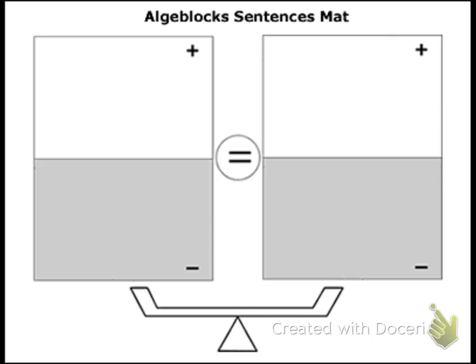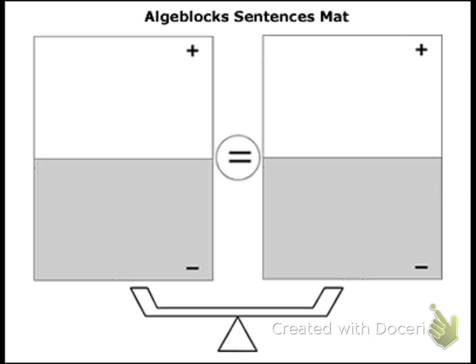Some of the more advanced students might be saying, well, Mr. Andrade, how do we do equations? Like 3x plus y equals 5. Well, I'm going to show you right now, so it's a good thing you asked. Here we are. This is an Algeblocks sentence mat. Basically, it's an equations thing. Now, you'll see there's your equal sign. Anything that is positive goes on the top. Anything that is negative goes on the bottom.